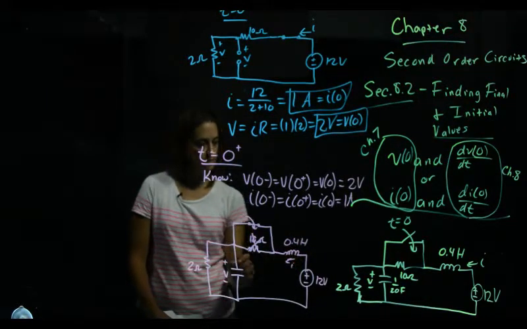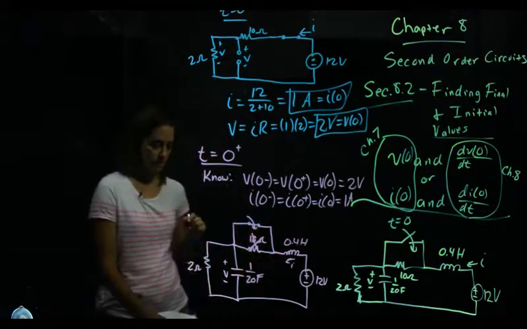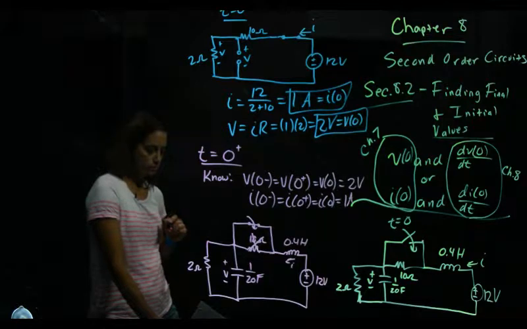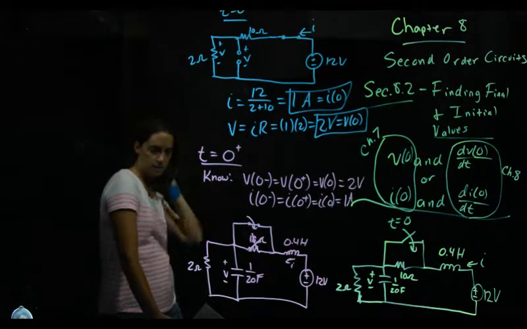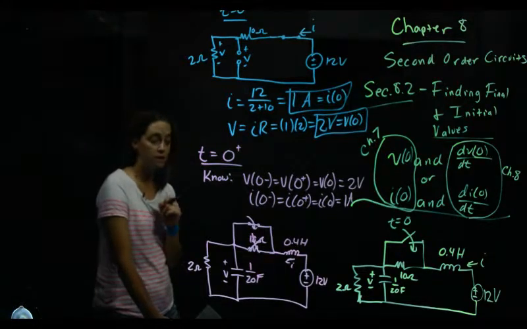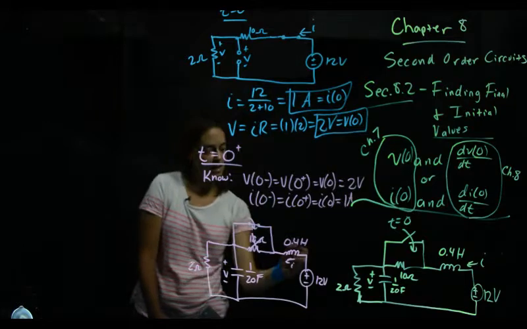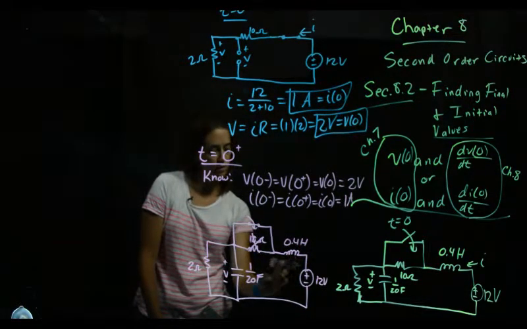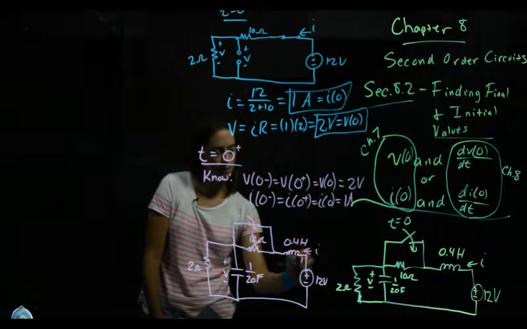So this I and this V are known because of this right here. All right, so what else can I find now? I could find the voltage across my inductor. So if I draw a VL across the inductor, and it's gotten really messy here, I'm going to move this current over here just to get it out of my way.